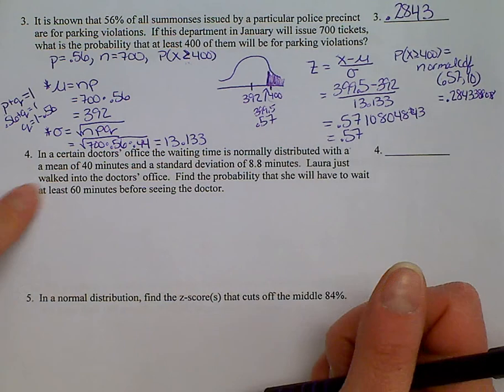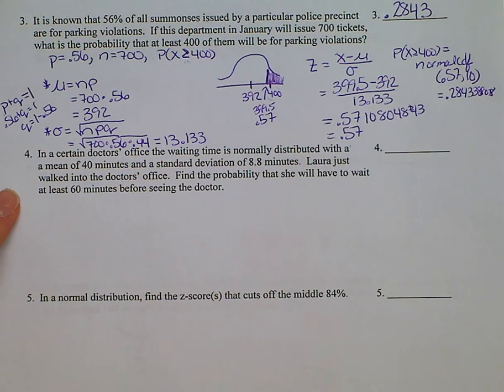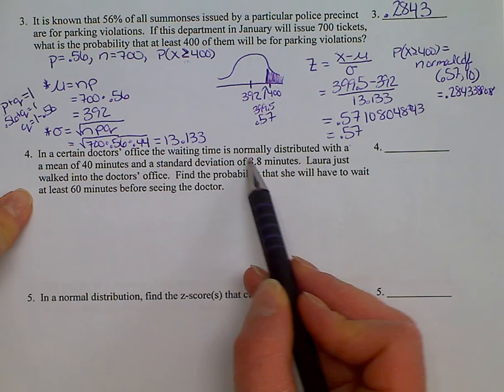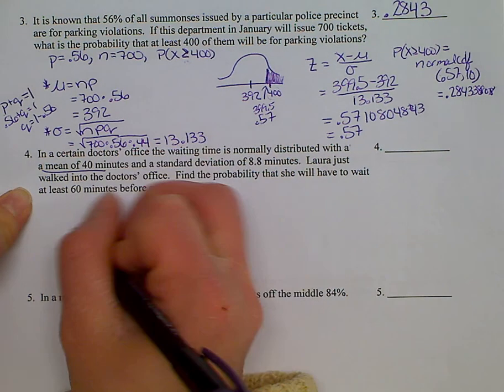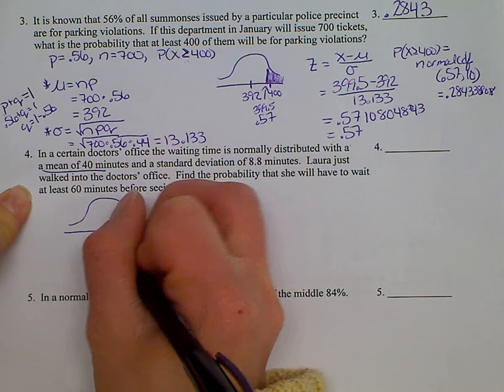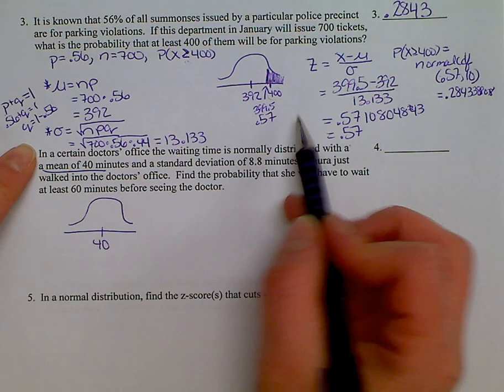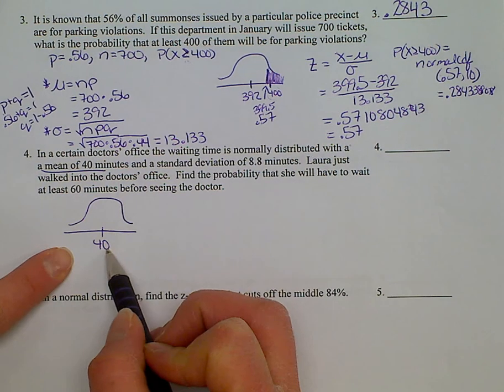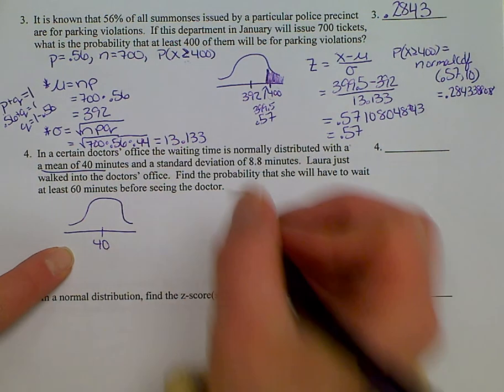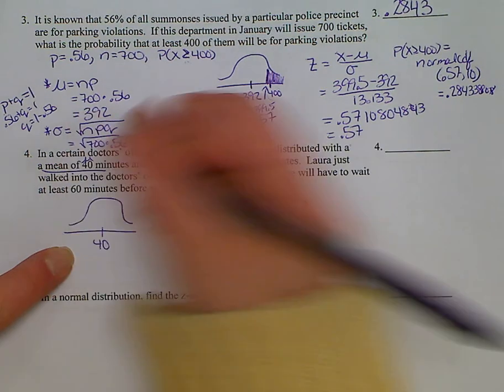Okay, the next one. In a certain doctor's office, the waiting time is normally distributed with a mean of 40 minutes. So we're already given the mean, which means in the end, we're not changing x by 0.5. Whatever x is, it's staying the same because I was given my mean. I did not have to calculate it. And we're also given our standard deviation here of 8.8.